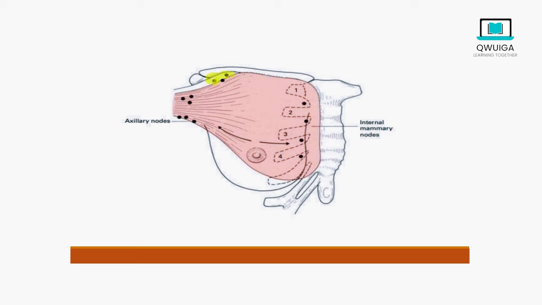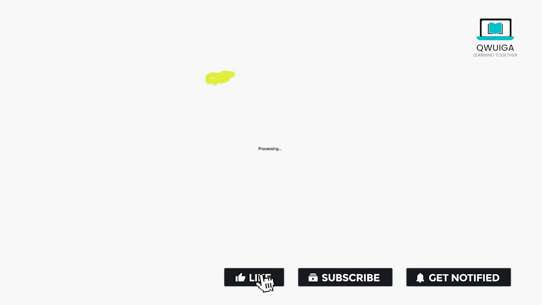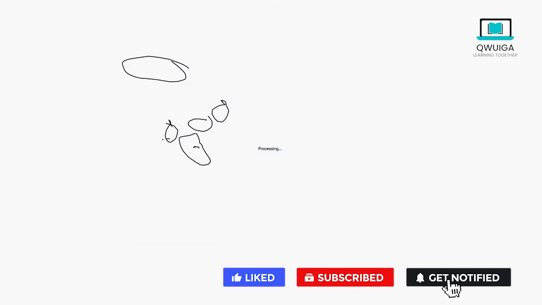This is because, like the description says, all axillary nodes drain to the apical group, that is from the central, the subscapular, the humeral, and the pectoral. After they have received lymphatics, they drain into the apical group of the axillary nodes, which are located immediately behind the clavicle at the apex of the axilla, just above the pectoralis minor along the medial side of the axillary vein. That is this highlighted part. You can also see it in the diagram here.